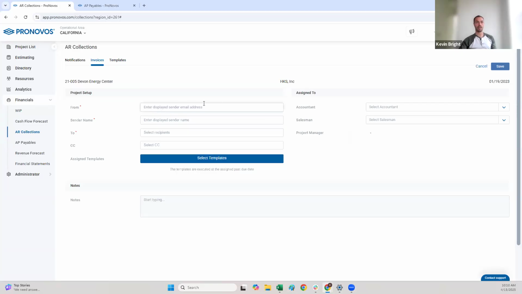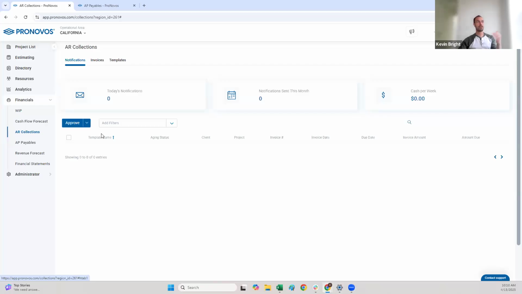And then what that allows you to do is when that invoice becomes a certain number of days past due, you'll see it automatically populate here in the notification section. You can then go say, all right, this looks good, I want to send it out. And you can basically automate that email process. So it's a really good way to make sure that you're staying on top of your invoices, that you're following up with your clients, that nothing's slipping through the cracks.